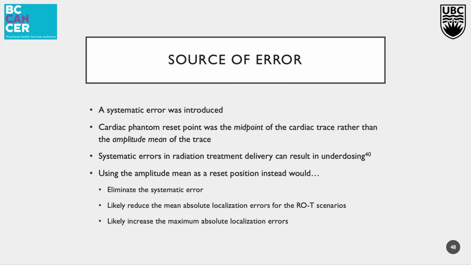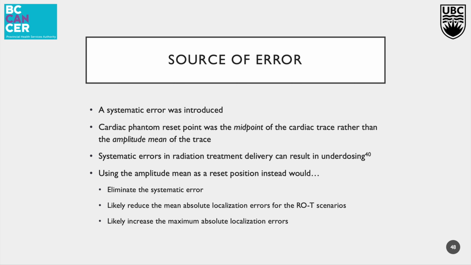Now, with all of these results, there is one major source of error that needs to be discussed. A systematic error was introduced in the experimental setup. Between each trial, or each cardiorespiratory trace we ran, the cardiac phantom would be reset so that it starts at a predetermined location. And so the cardiac phantom reset point was always the midpoint of the cardiac trace rather than the amplitude mean of the trace.